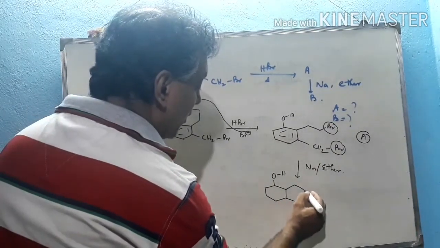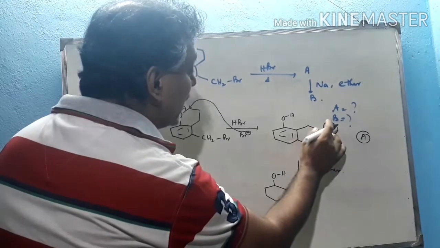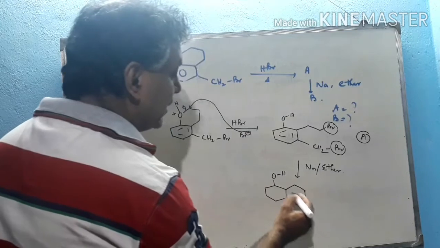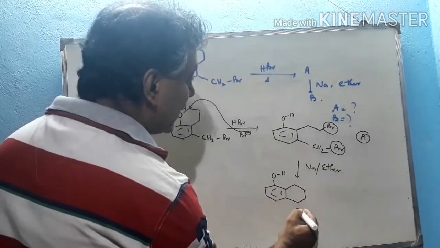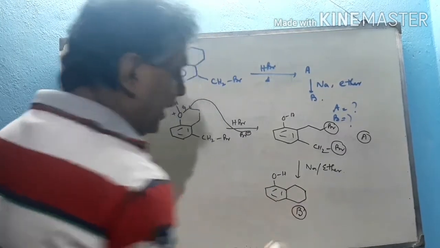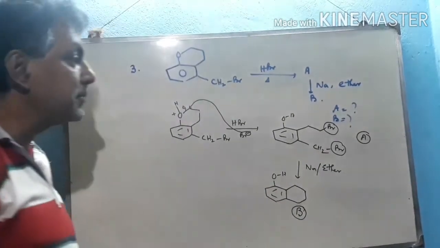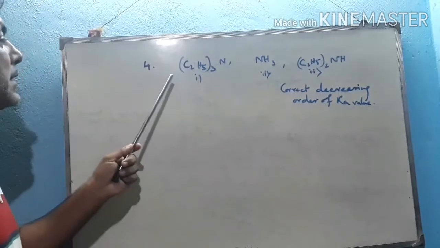type of group. This is 1, 2, 3 and 4 carbon. This is the structure of the final product. This is B. These two are the compounds A and B.